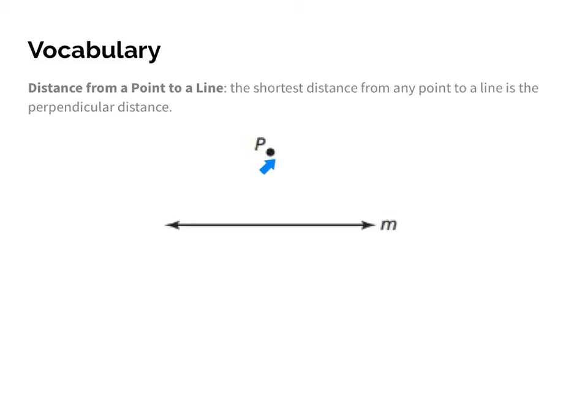That means if I were to draw a segment, let's say, for example, from P to this line, and I draw a segment that looks like this, a segment that looks like this, and let's say that I were to measure these lengths, how would I find the shortest length? So the idea is that the shortest length is going to be the line that is perpendicular to that line M.